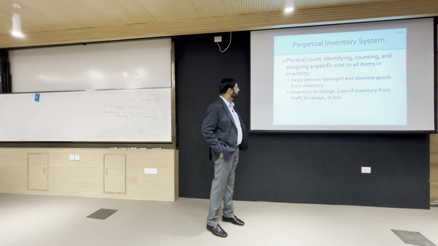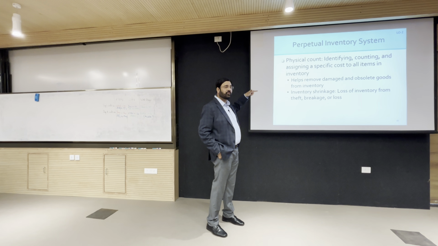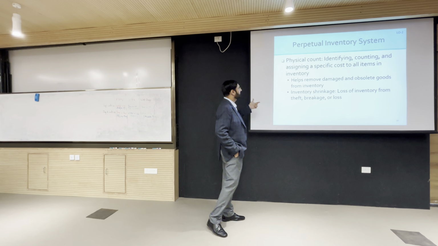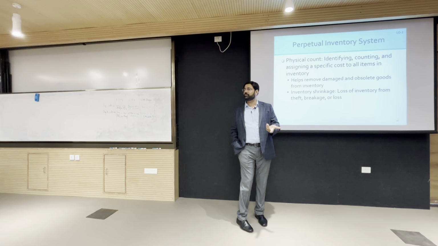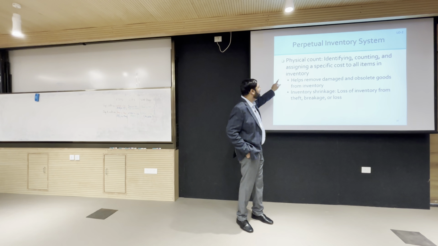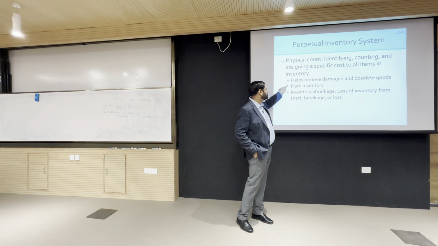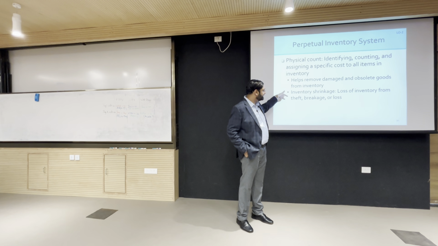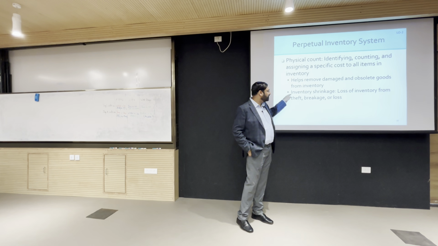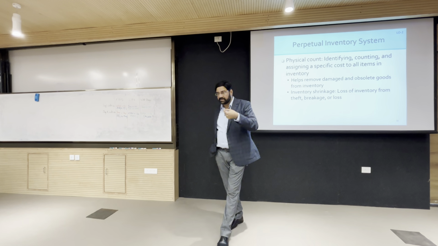Next, under a perpetual system, the count is always known, always at that point in time. As in, at any point in time, you know what is the count of inventory. So identifying, counting and assigning a specific cost to all items in inventories. It helps remove damaged and obsolete goods from inventory. It helps in identifying shrinkage, the loss of inventory from theft. This you will know when you do a physical count.